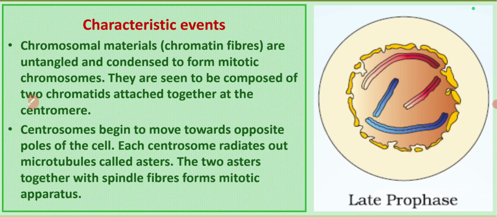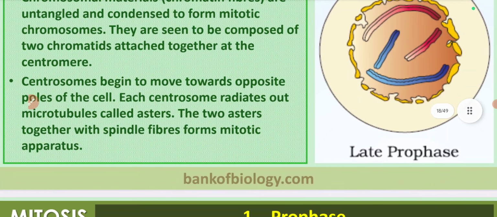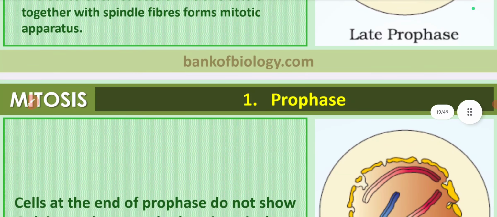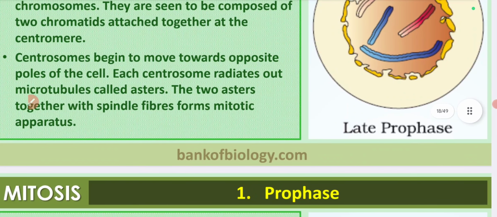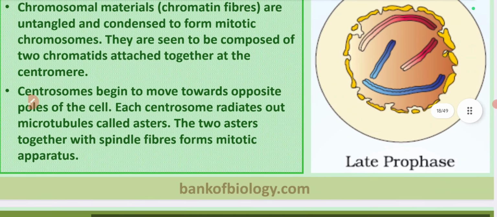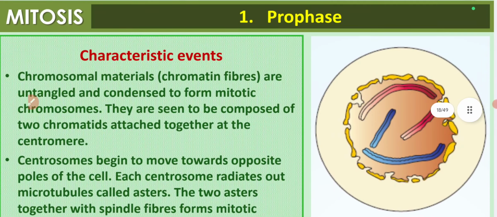So the characteristic events of the prophase are that the chromosomal material, that is chromatin fibers, are untangled and condensed to form mitotic chromosomes. They are seen to be composed of 2 chromatids attached together at the centromere. Centrosomes begin to move towards opposite poles of the cell, and each centrosome radiates out microtubules called asters. The 2 asters together with spindle fibers form the mitotic apparatus. Asters can be seen in other diagrams. We can see the asters. Okay, so these are the main 2 characteristic events of the prophase.